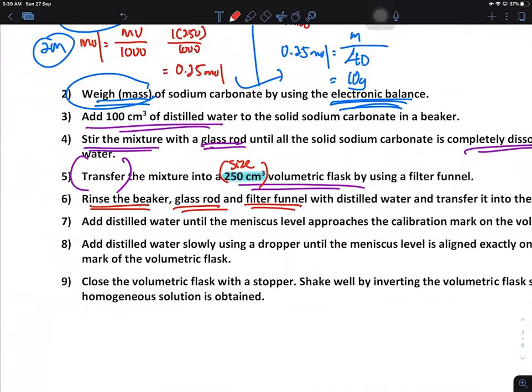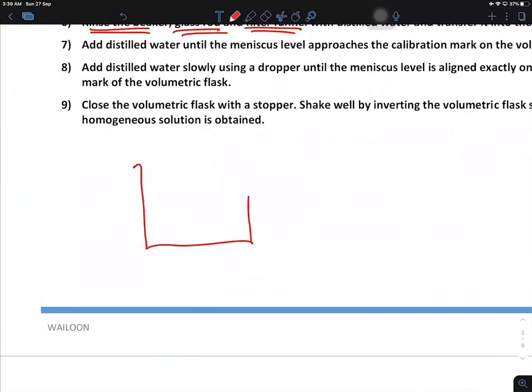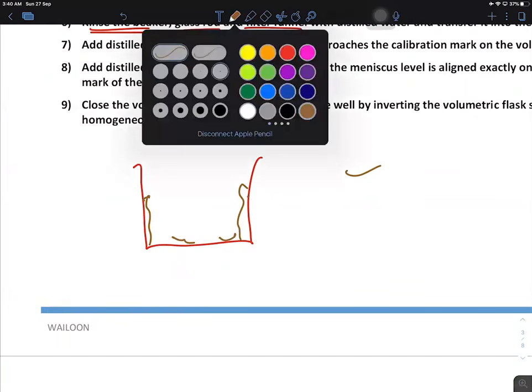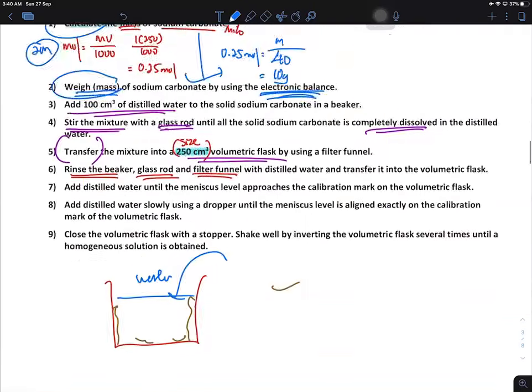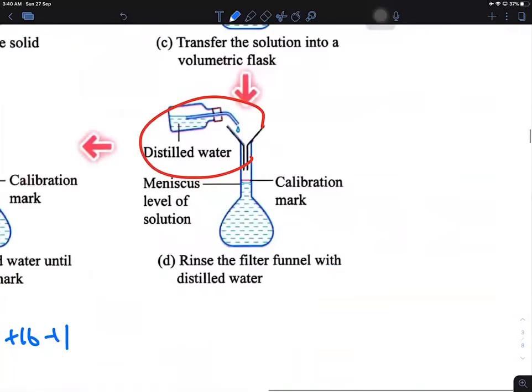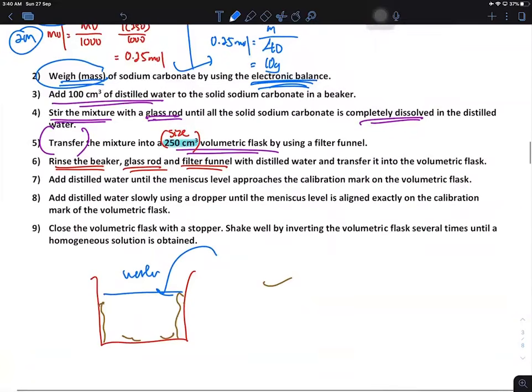Why? Because if you don't do this, you see, this is my cup. This is the Milo. After you transfer the Milo into the bottle, there will be some Milo stains, maybe still 2 or 3 cm of Milo in the cup. So that's why you want to add water to wash it. And then the washing will be transferred into the bottle also. After you rinse it, you will transfer it into the volumetric flask also.